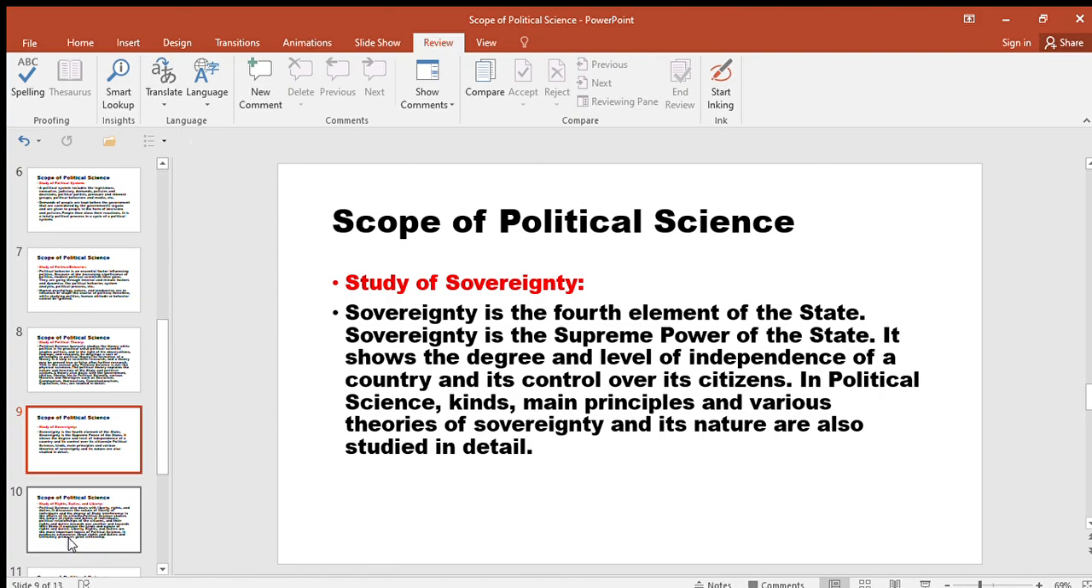Political science is also study of sovereignty. We study sovereignty in political science. Sovereignty is the fourth element of the state. It is the fourth essential element.